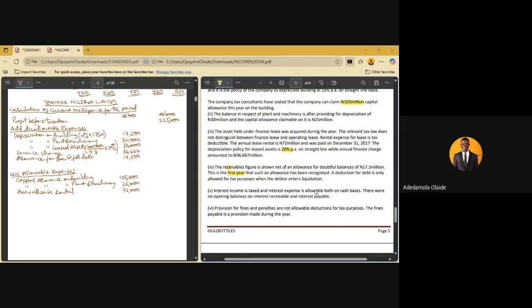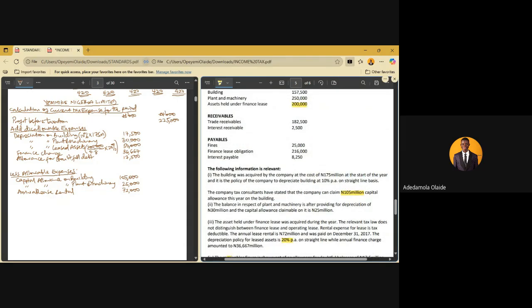Are we following? Okay. Having said that, they said interest income is taxed and interest expense is allowable, both on cash basis, and there were no opening balances on interest receivable and interest payable. If they are taxed and allowable on cash basis and we are having it on accrual basis, that means it will not be permitted for taxation purposes. So the interest receivable, which was added before as income, we'll take out as an adjustment, because it is yet to be taxable. It is not yet taxable.